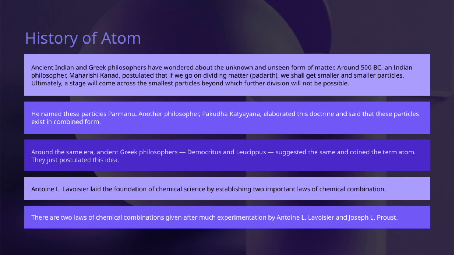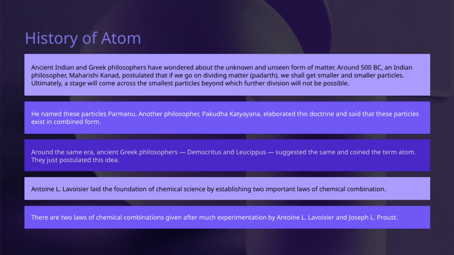Another philosopher, Pakadhakatayana, expanded on this idea by suggesting that these particles exist not just as isolated units, but can also be found in combined forms. This early thinking about atoms and their arrangements was quite advanced for its time. Interestingly, both Indian and Greek philosophers were curious about the unseen, unknown forms of matter. For example, around 500 BC, an Indian philosopher named Maharishi Kanad hypothesized that if we keep dividing matter, what he called padarth, we would eventually reach the smallest possible particles. He believed that beyond this point, further division would be impossible.